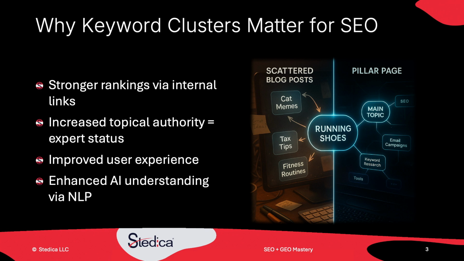1. What are keyword clusters? Keyword clusters are groups of related keywords that all focus on the same core topic. Instead of creating dozens of individual pages, each targeting a single keyword, you create one comprehensive resource that covers all the related subtopics. This is called topical authority, becoming the go-to source for everything related to a specific subject. Search engines like Google love this because it shows that you're an expert on the topic.